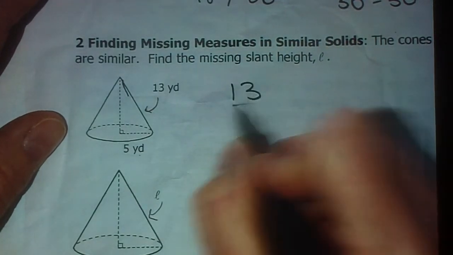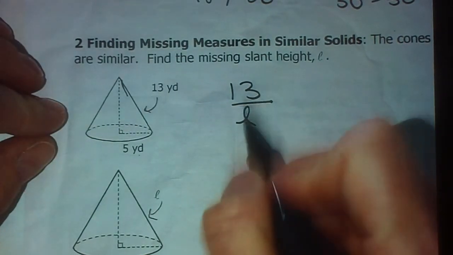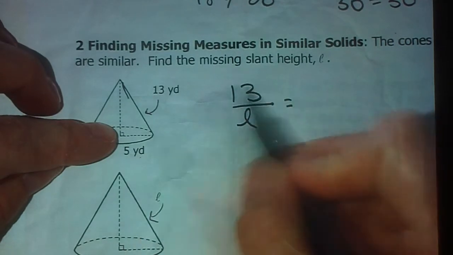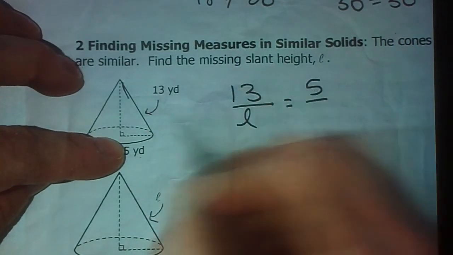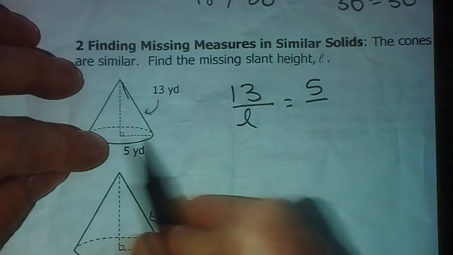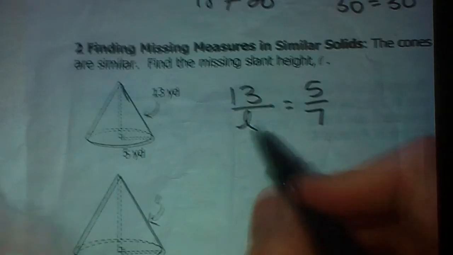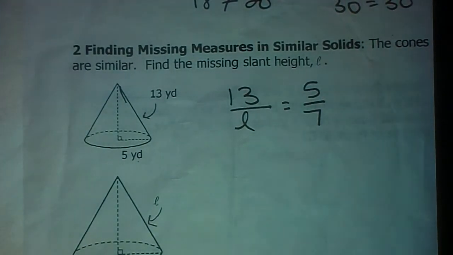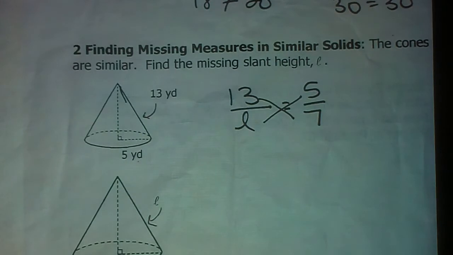So I'm going to put 13 over L. These are both slant height. This is the top, this is the bottom. Since 13 came from this one, I want the 5 to come from this one so that the 13 and the 5 are both from the same shape. This 5 corresponds with this 7. Now it's our job to figure out what L is, what the slant height is. Hopefully you're thinking, oh, I did a million of these in skill packets before. All you need to do is cross multiply to make a one-step equation and solve it.